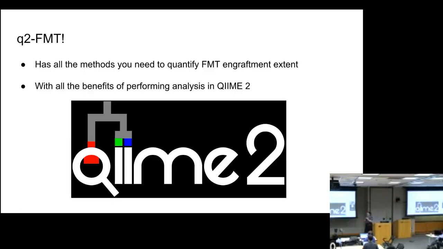And so we're about to switch over to looking at Q2FMT. This is my last little pitch about it. Q2FMT has all of the methods that you need to quantify engraftment extent following FMTs, and it's all located within QIIME2. So it has all of the benefits of performing an analysis in QIIME2, which makes it awesome as a software developer who likes to focus on methods that we can use to make bioinformatics awesome and fun and cool for all of our researchers. But I don't like handling all of the provenance and stuff. So it's great that QIIME2 can package that all for community developers.